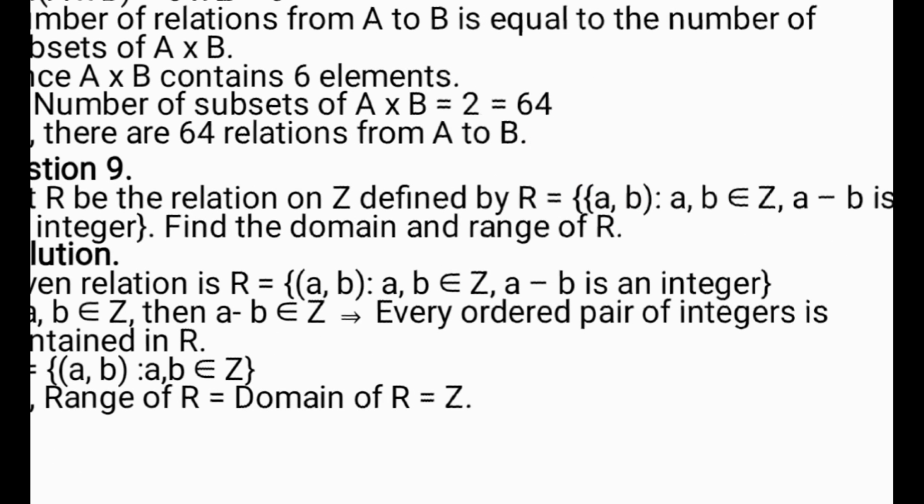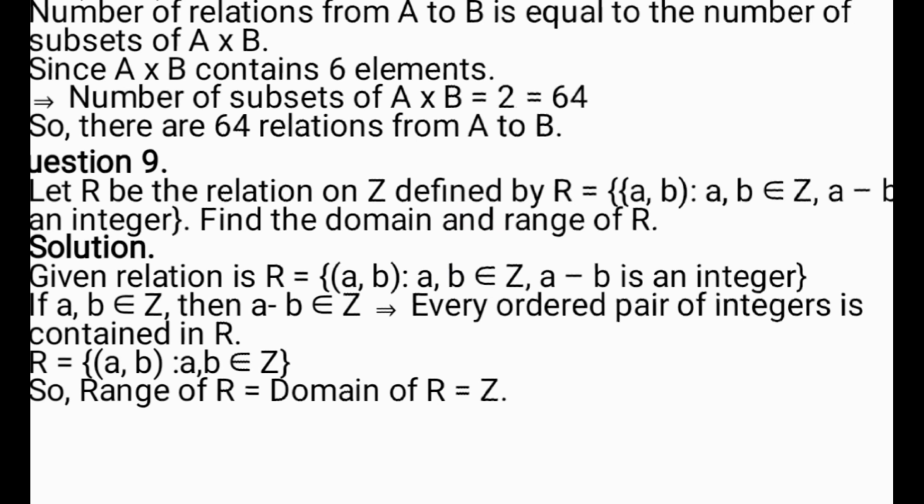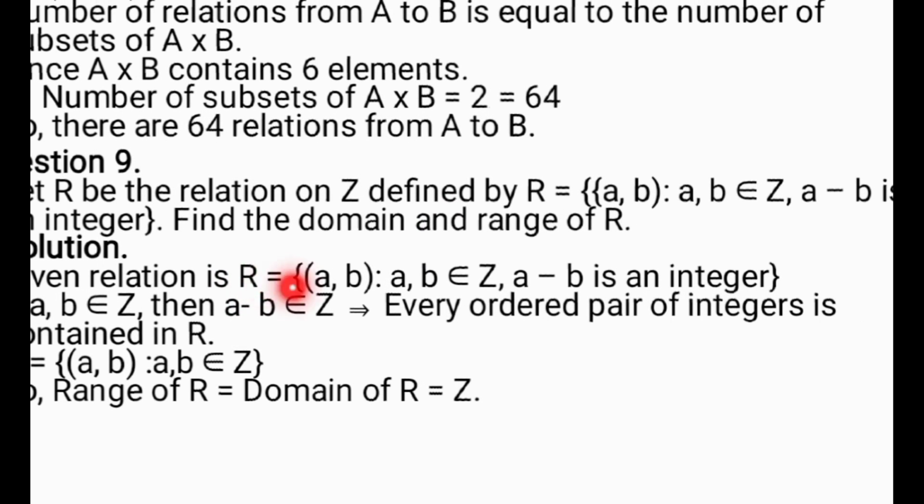Question number 9. Let R be the relation on Z defined by R equal to {(a, b)}, (a, b) belongs to Z, a minus b is an integer. Find the domain and range of R. So, that is the question. Given the relation R equal to {(a, b)}, a, b belongs to Z, a minus b is an integer.